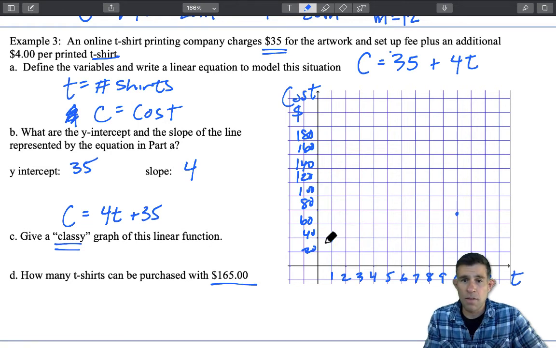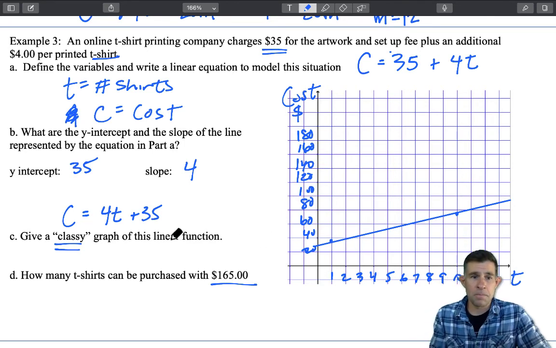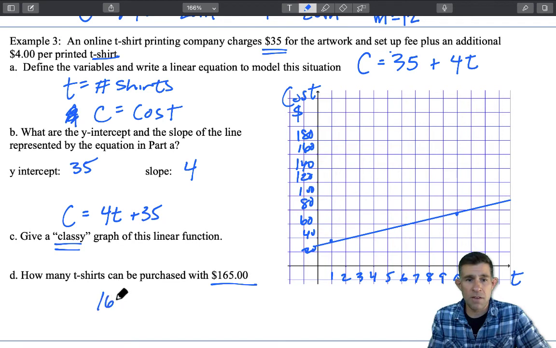All right, once we have those 2 points on there, it only takes 2 points to construct that line, so we're going to draw that line through those 2 points, and there you go. The remaining points would lie on that same line. Finally, we're going to answer the question, how many t-shirts can we purchase for $165? So we're going to plug in $165 for our cost and solve for T.